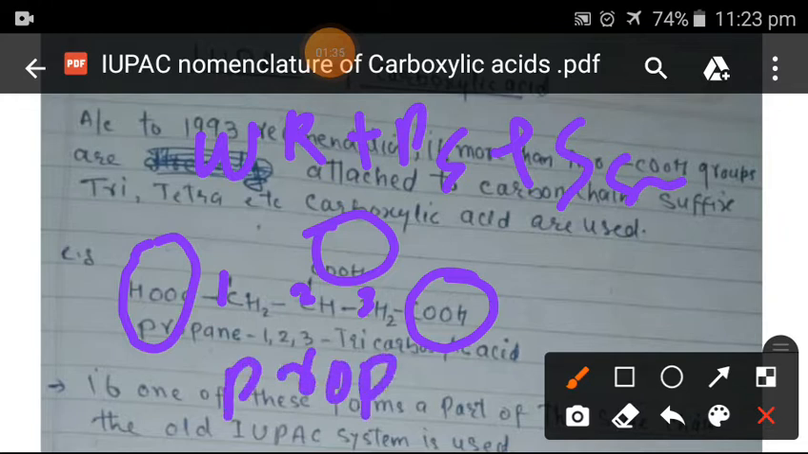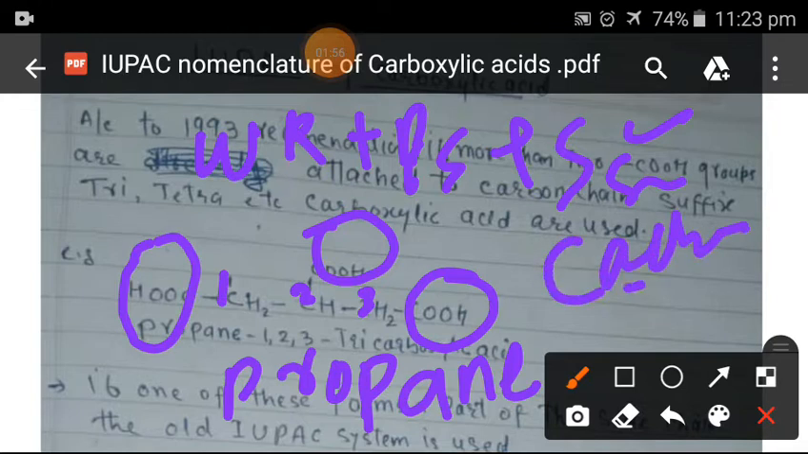Clear? After that, what is the primary suffix here? The primary suffix is carbon single bond, that is primary suffix ane. So that is propane. After that, you will write the secondary suffix. So the secondary suffix here is not oic acid, but it is carboxylic acid. So carboxylic acid is a secondary suffix. So how many carboxylic acid groups are there? There are three. So you write tricarboxylic acid.